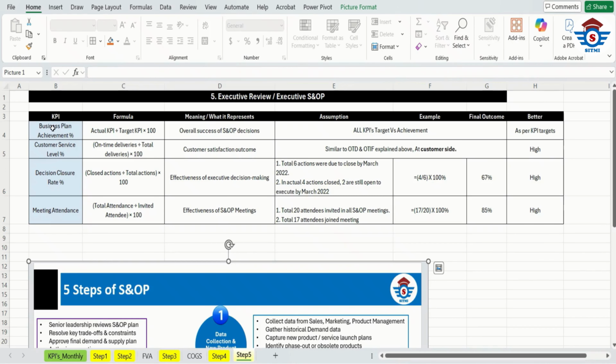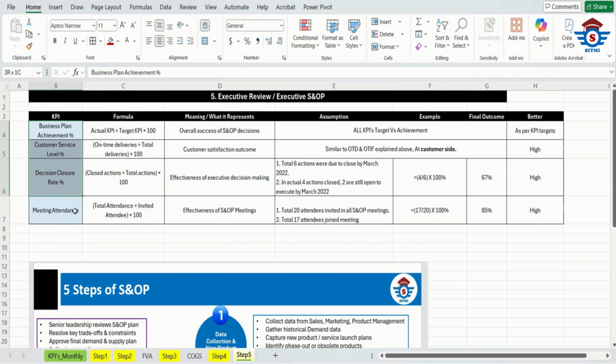Now, in this particular step, there are 4 major metrics that we are planning to recommend to every business. These are must metrics. Apart from these, if you have anything additional, that is always better to understand how your business is performing. Now, the first metric is business plan achievement percentage.